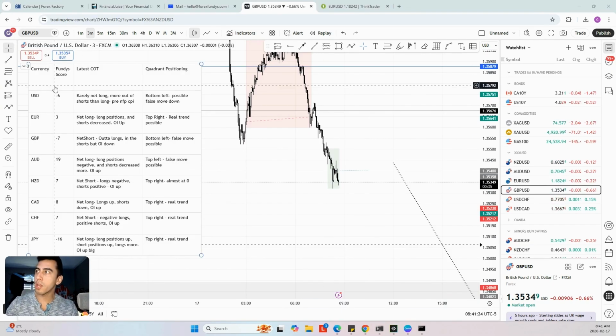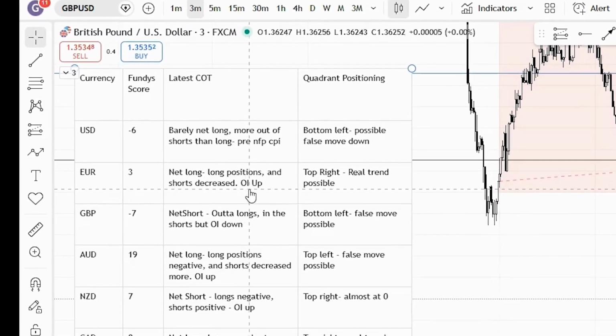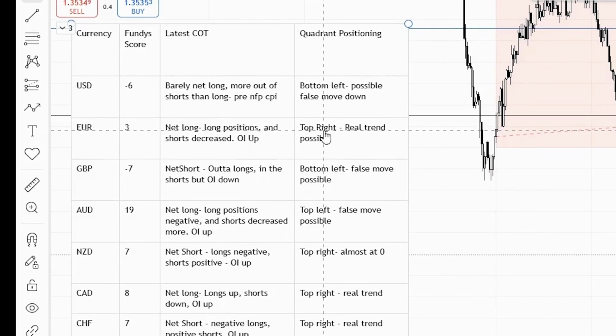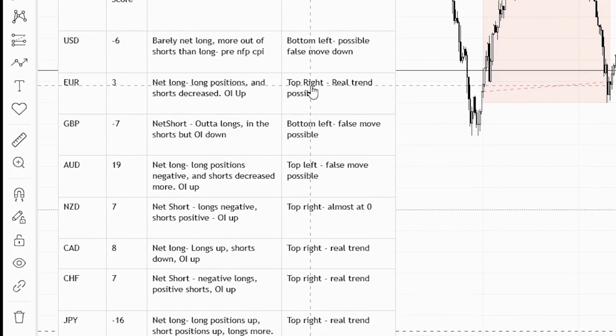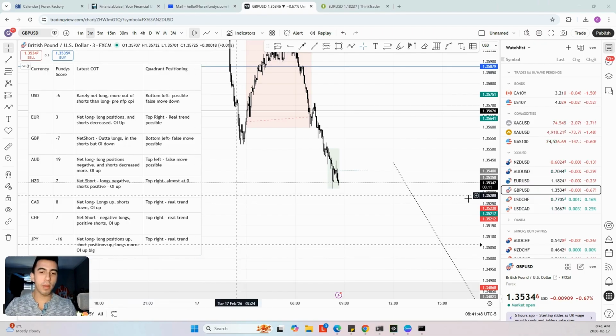The Fundys score is showing a little bit of weakness on the side of the US dollar. The two pairs showing no weakness that I'm looking at for the week are the Euro, which is net long positions, shorts decreased, open interest is up, and it's on the top right of the real trend, as well as the Canadian dollar, which has longs up, shorts down, OI up, top right real trend.